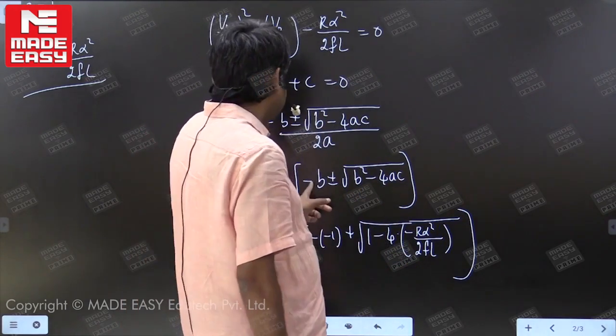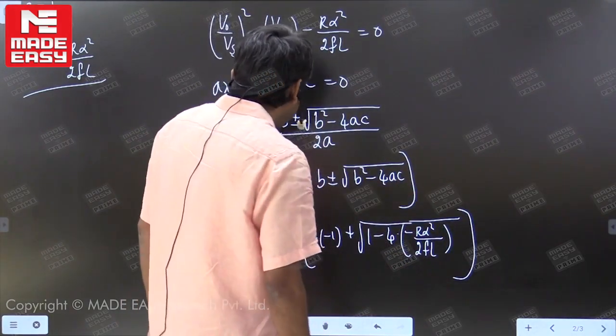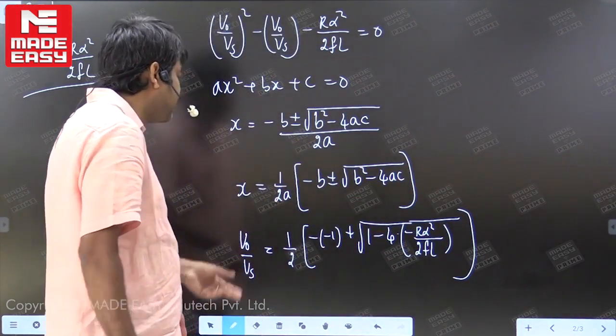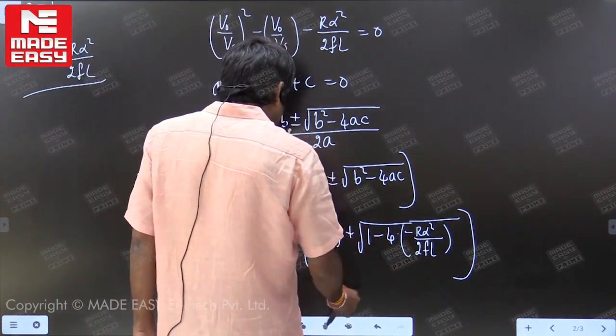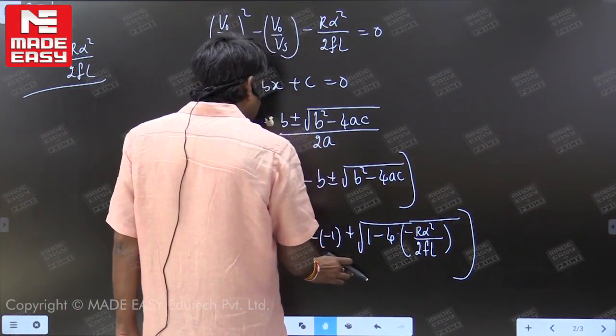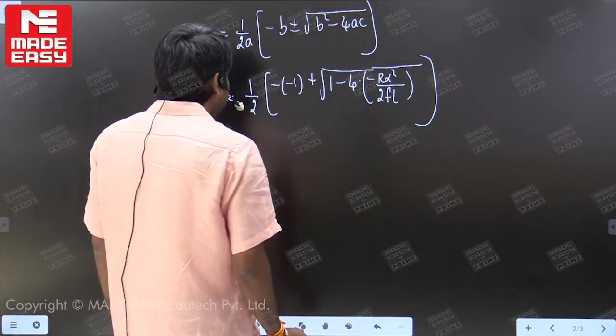One more root we have, minus. Another root is minus, but V naught by Vs, this ratio cannot be minus in a boost converter. So that is why the other root is not applicable here. Only one root is applicable. The positive root is applicable. The negative root is not applicable.